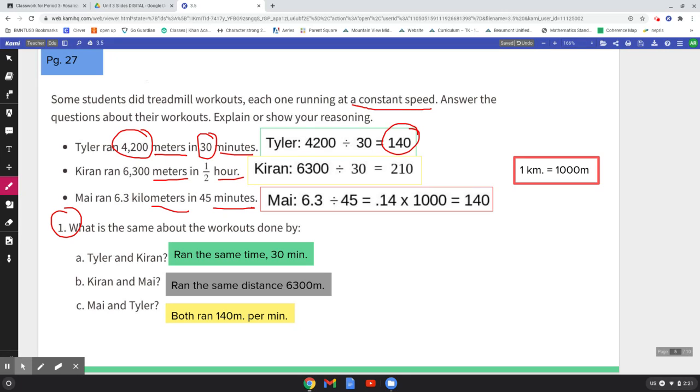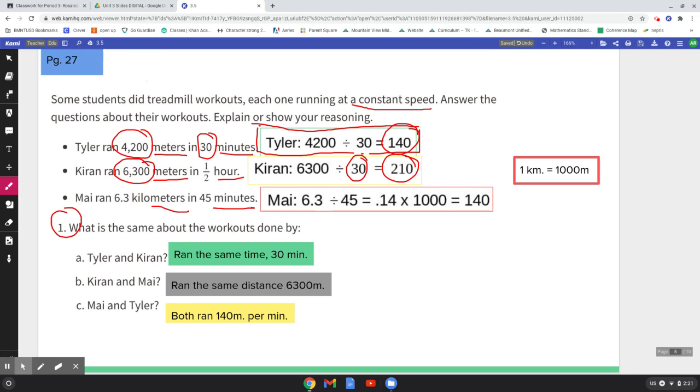And then Kieran, you would do 6,300, and I divided it by 30. Now I got that 30 because a half hour is 30 minutes. So that's where I got that 30. And if I divided 6,300 by 30, I got 210. So you should be writing what I haven't read, and you should basically be writing what's in these boxes. That's what I would write next to their names.